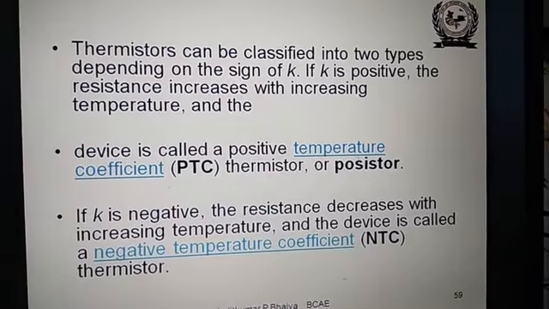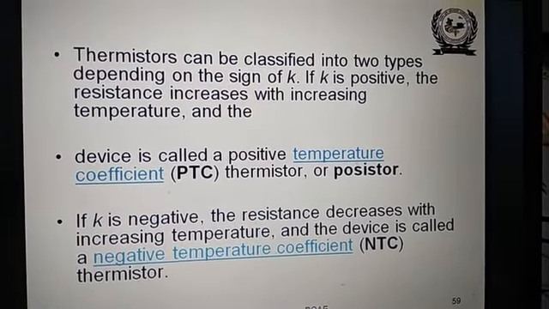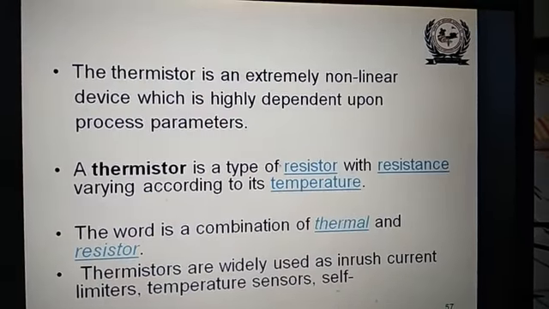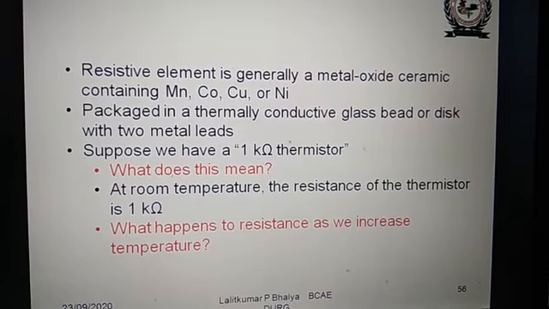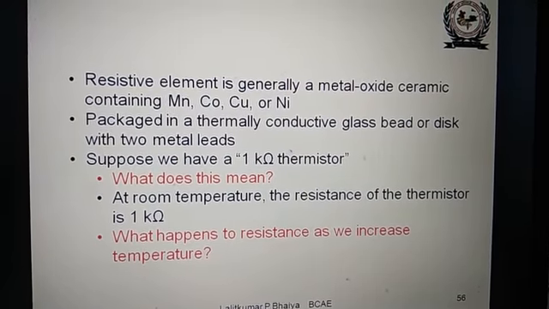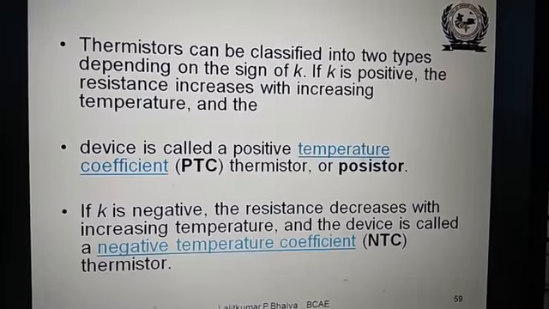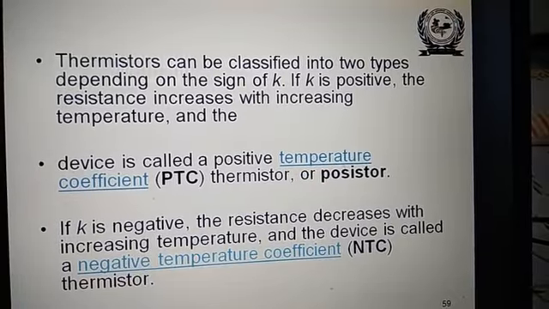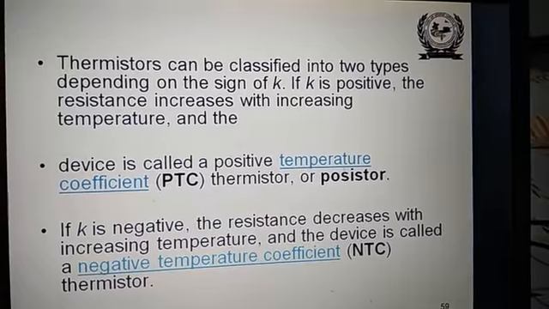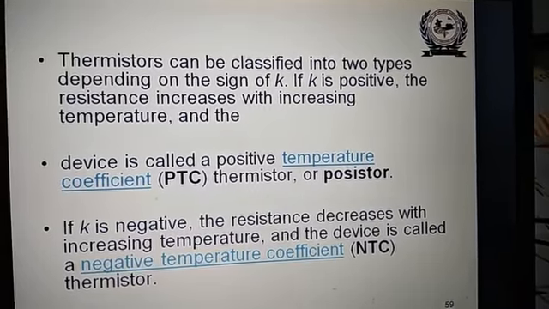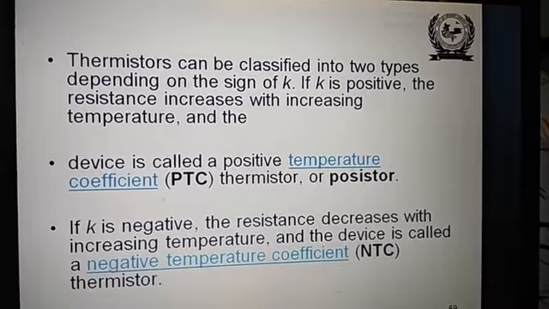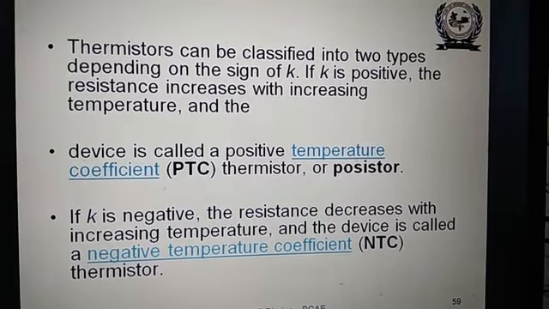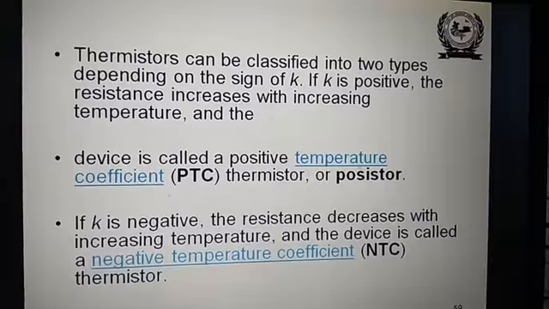So, the device is called positive temperature coefficient thermistor, PTC. I have asked one question here: what happens to resistance as we increase the temperature? You will get the answer here. Thermistors can be classified into two types depending on the sign of K. If K is positive, the resistance increases with increase in temperature. The device is called a PTC, that is positive temperature coefficient thermistor, or it is also called a posistor.